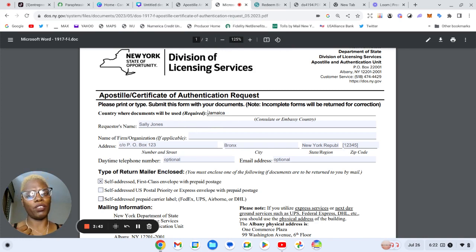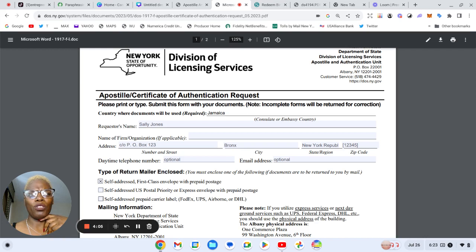Requester's name is going to be your name. I'm sticking with Sally Jones. So Sally Jones is the name. That's where you put your name. You will put the address of where your documents will be shipped. And again, when you're walking on this journey to become a free citizen, state citizen, U.S. national of republic, sovereign, if you like.